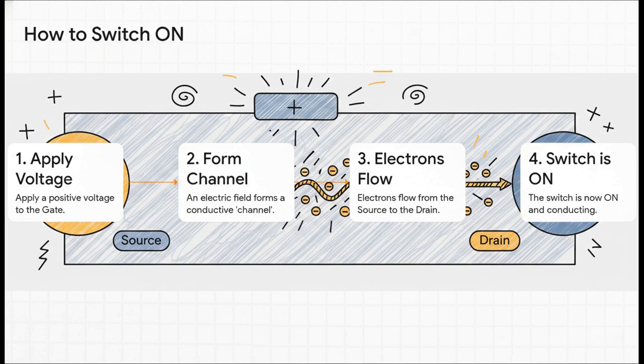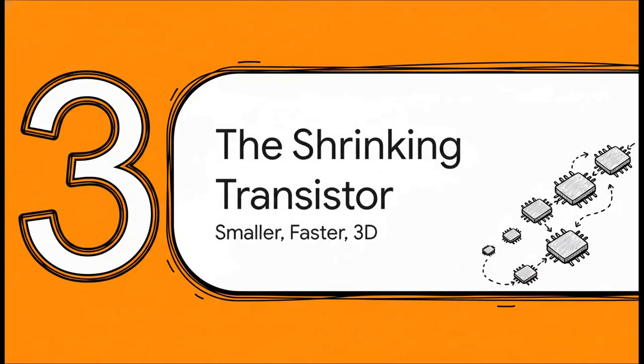It's an elegant, silent, electrostatically controlled switch. So, we have our switch. Now what? Well, the next step in the revolution was to make it smaller, and then smaller, and then smaller again. This relentless, almost obsessive drive for miniaturization is what has defined the last 60 years of computing.